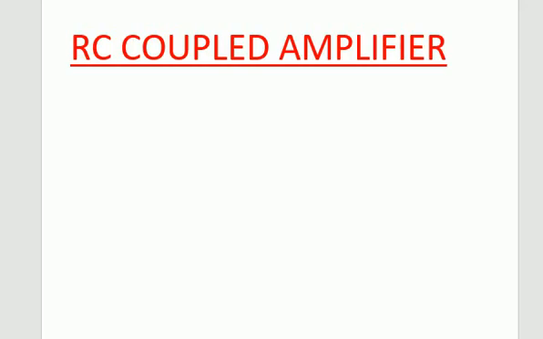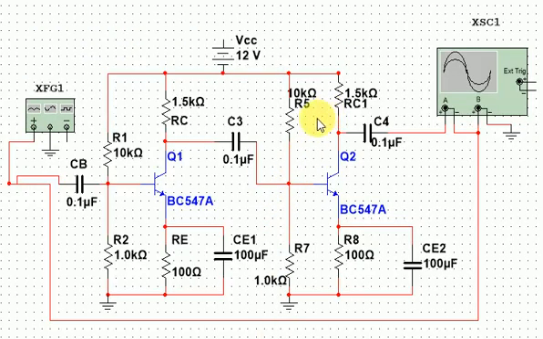RC coupled amplifier. Here is the RC coupled amplifier. Here we use common emitter. Two stages of common emitter are used. Here is the stage 1 of the common emitter and here is the stage 2 of the common emitter.